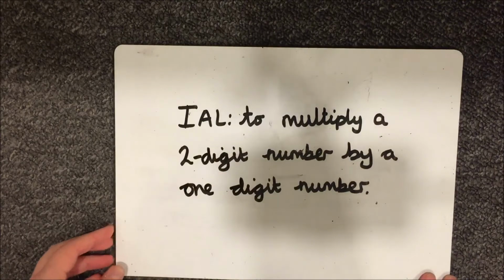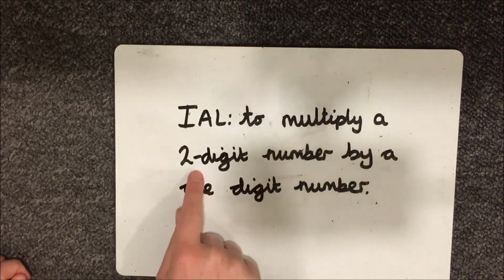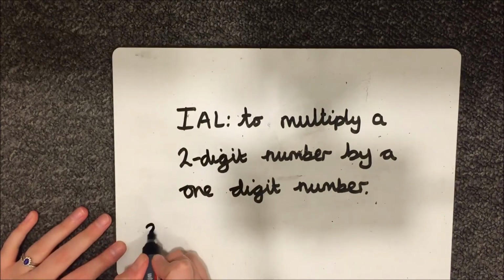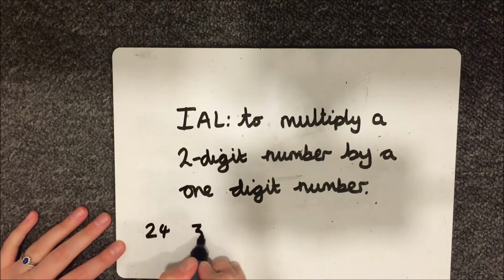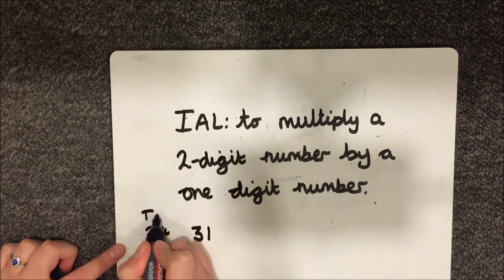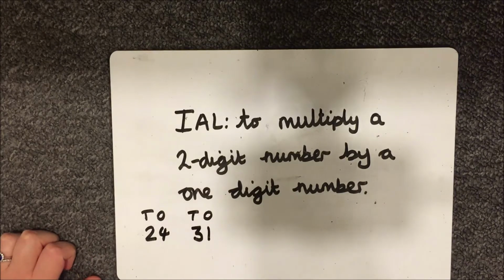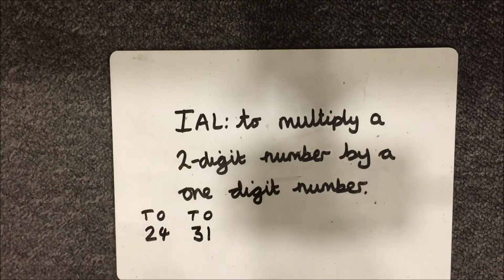Today we're going to be multiplying, so timesing, a 2-digit number, so things like 24 or 31. Remember, a 2-digit number is one with tens and ones. Can you think of any more? Pause the video and tell someone at home or in school. Can you name any other 2-digit numbers? Great, so we're going to multiply those kind of numbers you've just said by a 1-digit number.